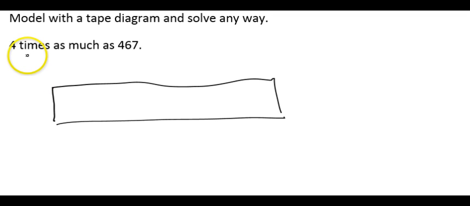This next problem asks me to represent 4 times as much as 467 on a tape diagram. This is a visual representation of the multiplication problem that's reinforcing the idea that multiplication is a set number of groups of another number. So for the tape diagram, I've drawn an empty tape, and I know that I need to separate it into 4 equal groups. So I'm going to divide my tape diagram into 4 groups, and I know that each group is worth 467.